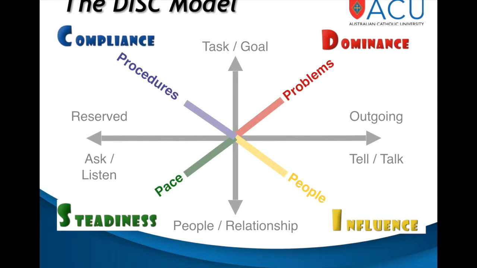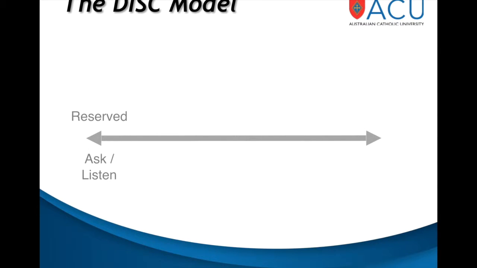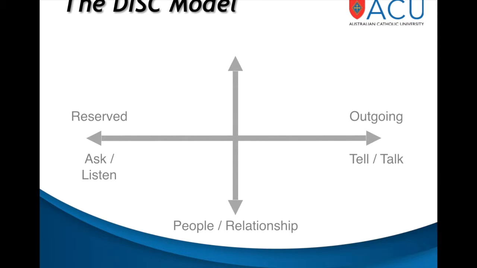Welcome to part 2. In this part we are going to look at the DISC model and take a deeper dive into each of the 4 quadrants. Let's begin. It's based on 2 axes. Left to right, we've got reserved, tend to ask and then listen, and on the right we've got outgoing, likes to tell and talk. And from bottom to top, we have people and relationship focus, or task and goal orientation.